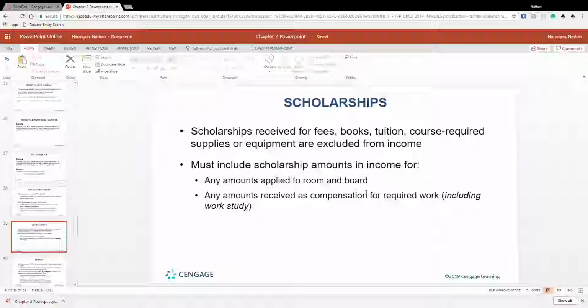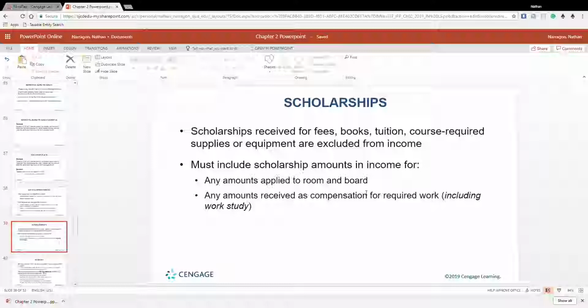Scholarships received for fees, books, tuition, course required supplies, or equipment are indeed excludable from income. But scholarships that are paid for room and board are compensation for required work. So if you're part of a work study, those are part of income, so you must include those.